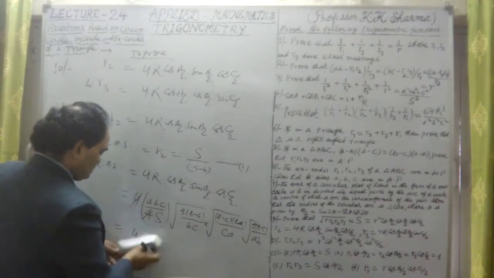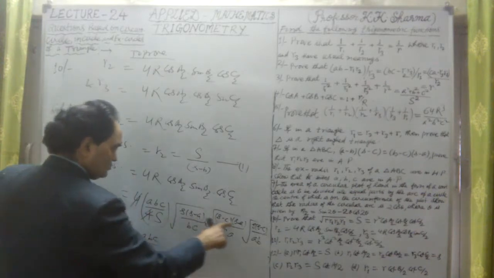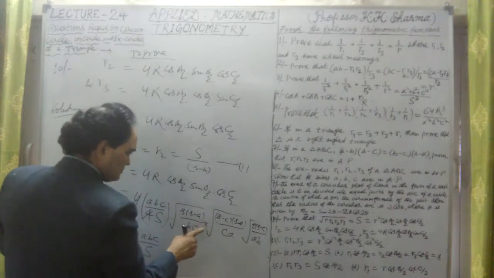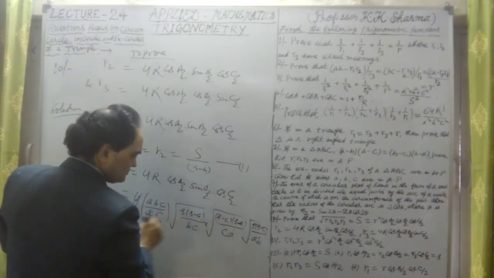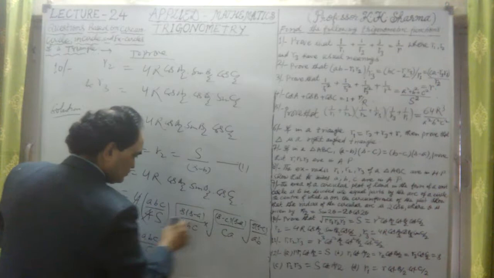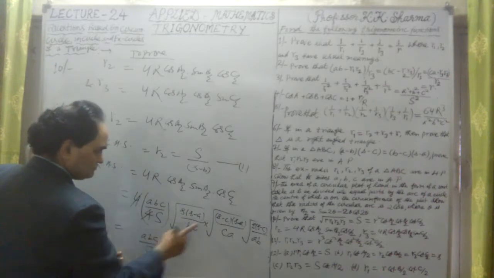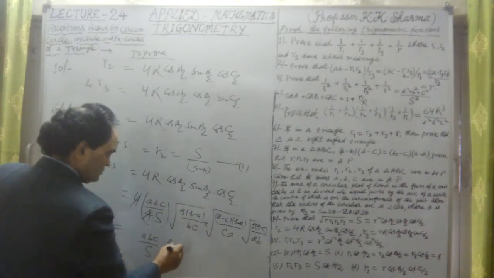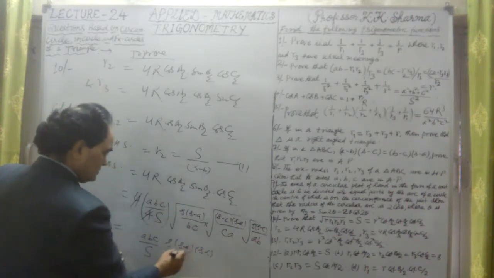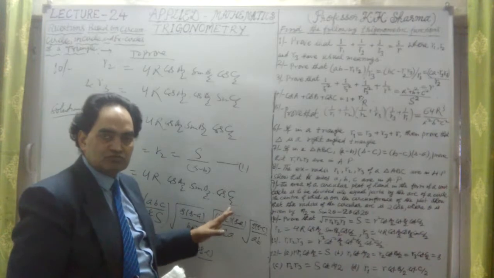Sorry, 4 cancels out. This is ABC upon capital S. Now in the numerator we have obtained S minus A coming 2 times, S minus C also coming 2 times, S is also coming 2 times. So small s will come out after the square root. And S minus A is also without the square root, because S minus A whole square. S minus C is also without the square root, because this is a whole square. S minus C into S minus C means under the square root S minus C whole square.